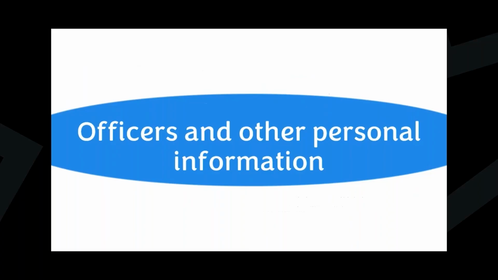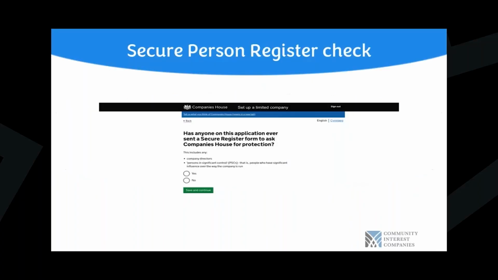Now it's time to provide some information on the company's officers. These are the directors and other individuals involved in setting up and running your CIC. First, you'll need to confirm if anyone in the application has sent a request to Companies House for protection of their personal details. It's important that you check this information with all the involved parties to make sure that their information is appropriately protected. In some cases, a previous secure register form may mean that you can't continue with the online process, so it's worth checking that before you start.